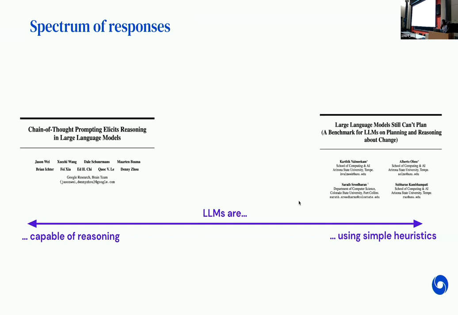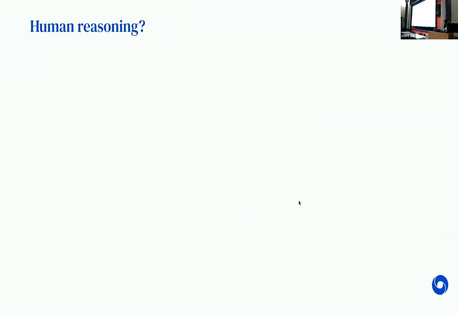But overall, we see that there's a spectrum of beliefs about language models' abilities to do reasoning. But what about human reasoning? Human reasoning isn't neatly tidied away. The ability for humans to do reasoning isn't just a tight and neat idea. There's a lot of disagreement about what kinds of reasoning humans can actually do.